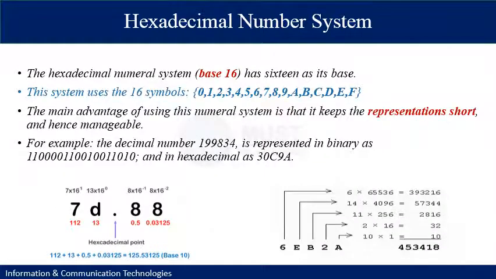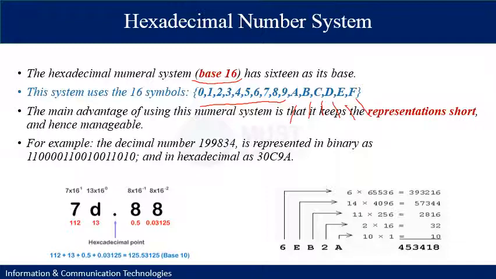The final number system, which is commonly used by humans, is the hexadecimal numeral system, which has the base 16. So this system uses 16 symbols, and we have 10 symbols commonly from the decimal, from 0 to 9, and from 10 to 15 we have representation by alphabet symbols. A is equal to 10, B is equal to 11, C is equal to 12, D is equal to 13, E is equal to 14, and F is equal to 15.